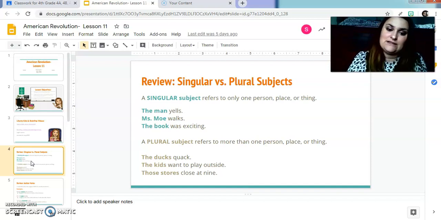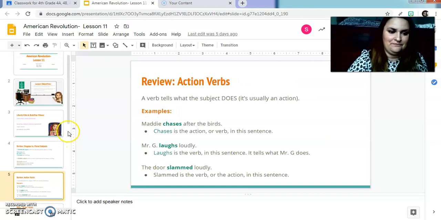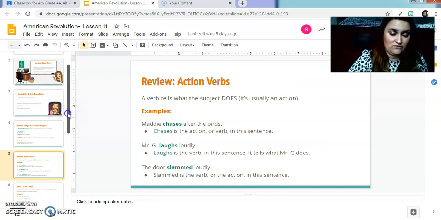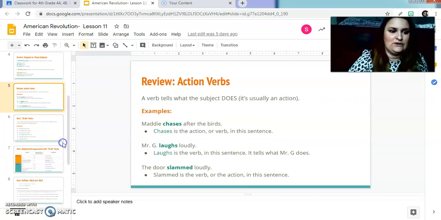So when we're doing subject-verb agreement, it's important that we know whether or not our subject, the who or what is doing something, is actually just one person, place, or thing, or two people, places, or things. It sounds weird when I say that, but it's important that we know that in order to write the correct verb.